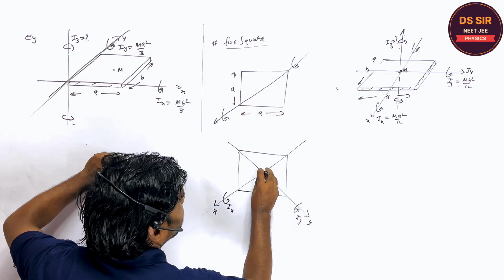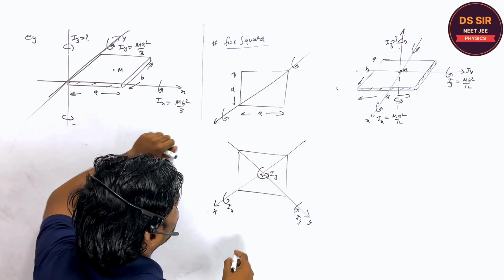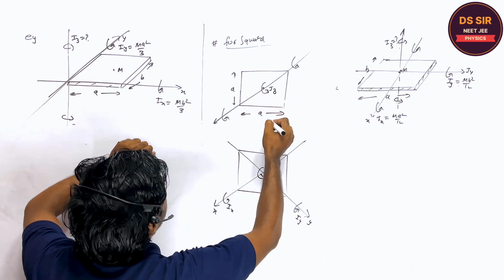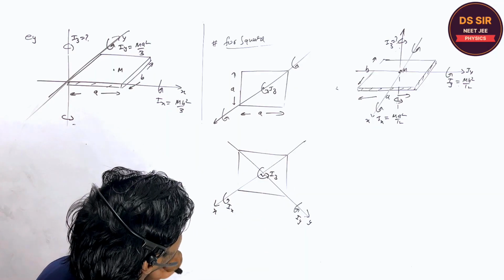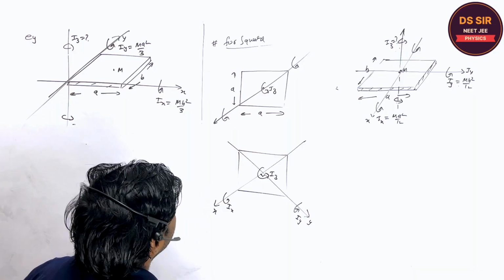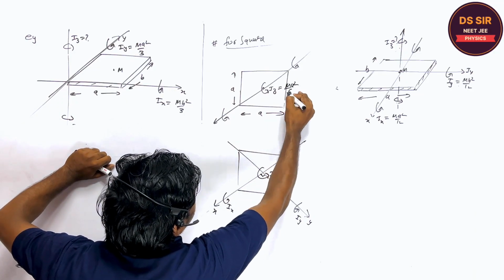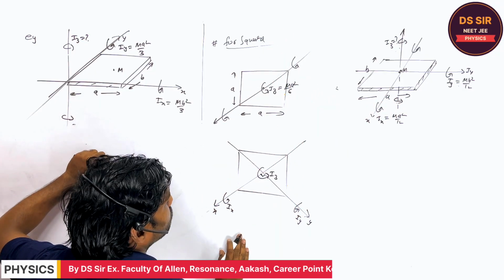And suppose this is the z-axis, right? Do you know the moment of inertia about the z-axis? What is that? Ma square by 6, right? Ma square by 6, that is fine. Ma square by 12 plus ma square by 12 is equal to ma square by 6.